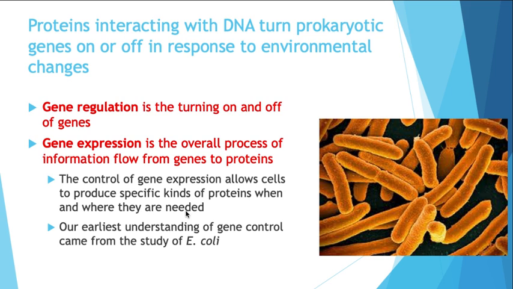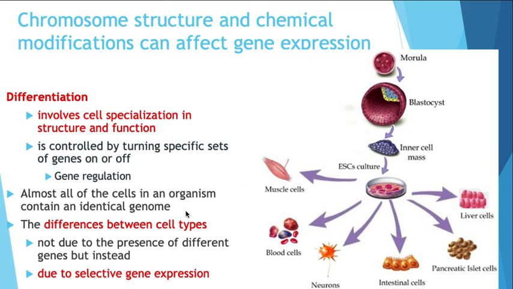Okay? So gene regulation involves the turning on and off of genes, while expression has to do with the pattern of the production of those gene products. In other words, where are they made, okay, and when are they made, right? The control of gene expression lets cells produce different kinds of proteins when and where they're needed. Our earliest understanding of gene control came from E. coli, and we talked about the operons, right? We gave examples of suppressible and inducible operons in prokaryotes, okay?